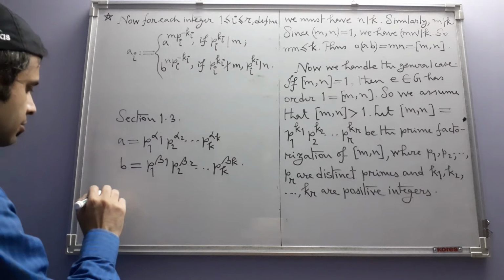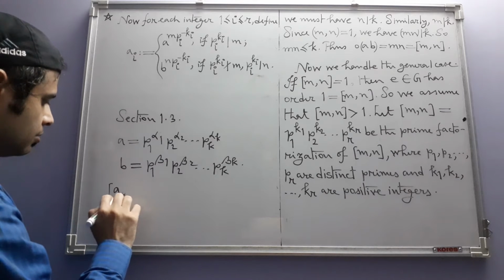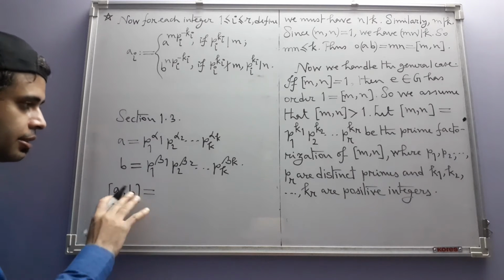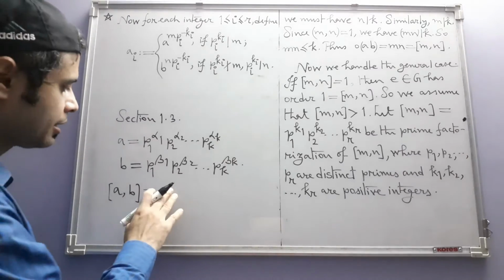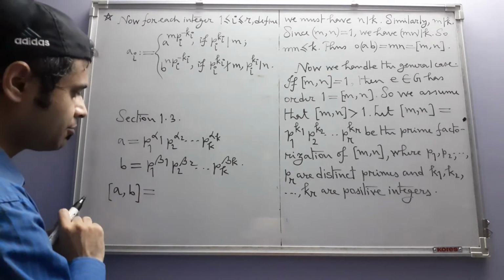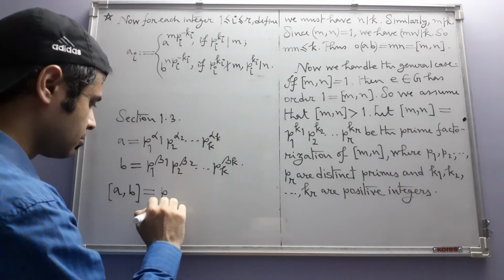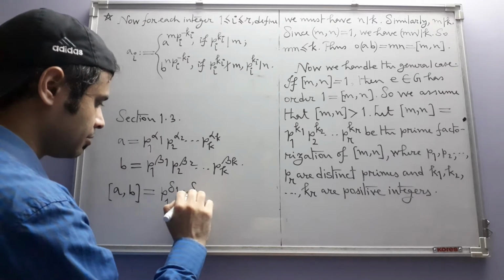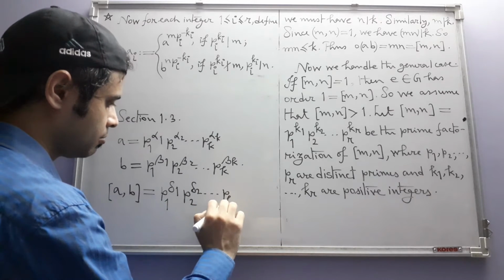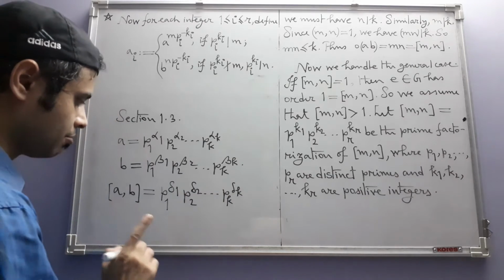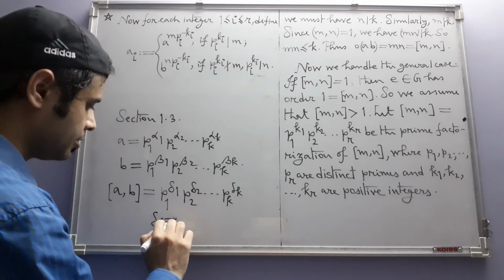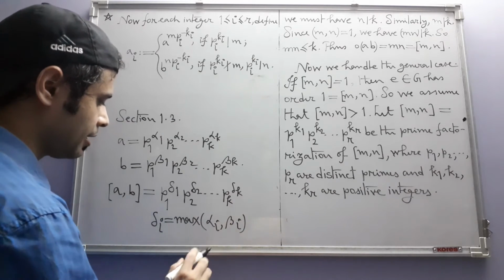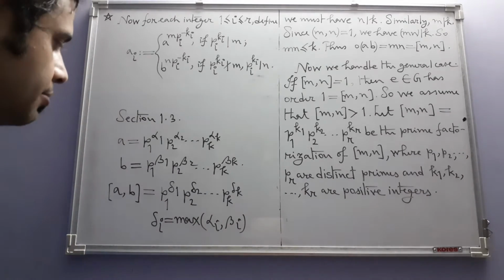Now we have seen in the solution to this exercise, and in fact that was the exercise. In the exercise itself we had been asked to prove that the LCM of A and B is p1 to the power delta 1, p2 to the power delta 2, ..., pk to the power delta k, where delta i is the maximum of alpha i and beta i for all i lying between 1 and k.